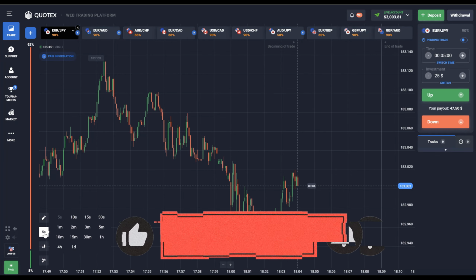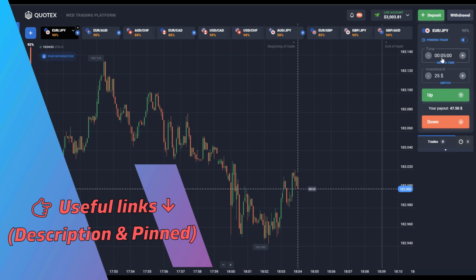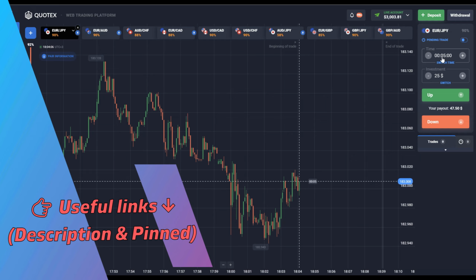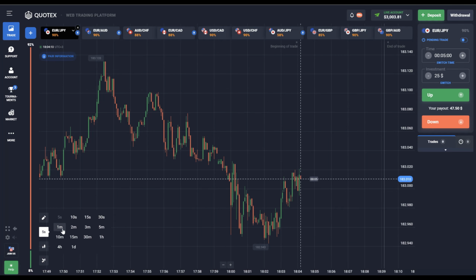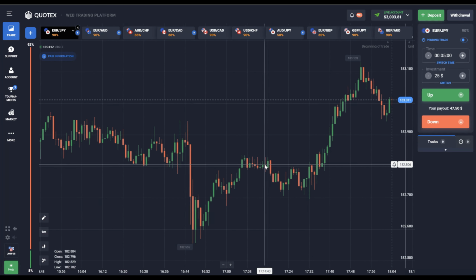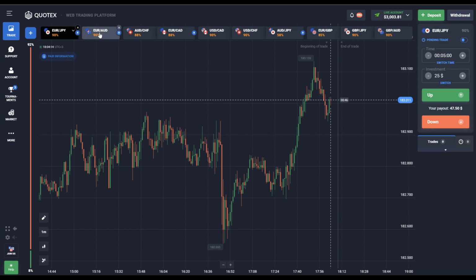Today I'll show you my trading session with the broker Quotex. We'll be trading based on support and resistance levels with an expiration time of 5 minutes and a trade amount of $25. Let's get started with chart analysis, see what's happening in the market today, and find out where we can open trades.